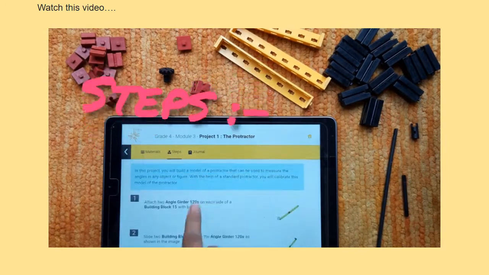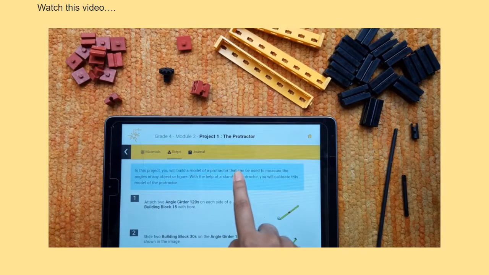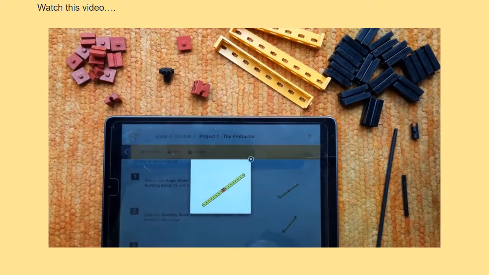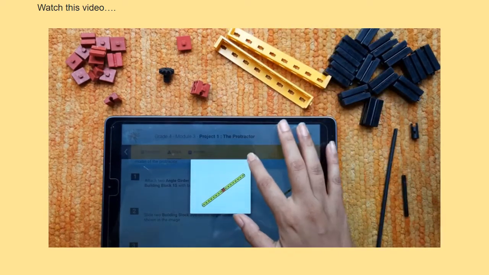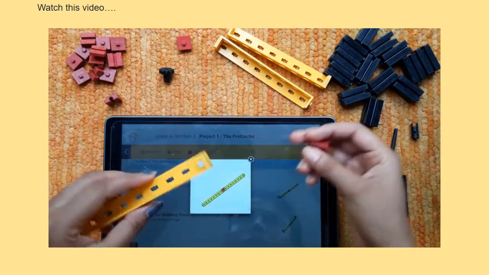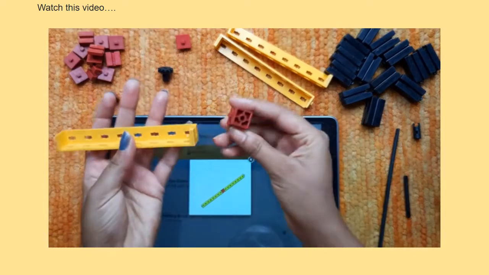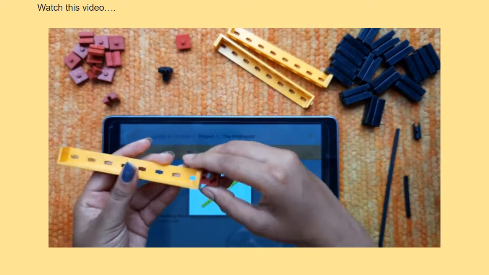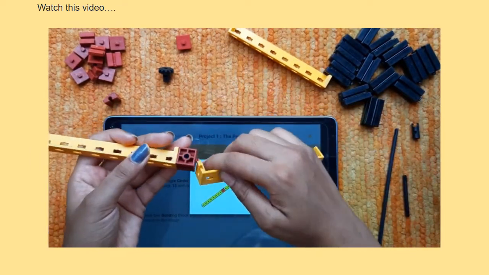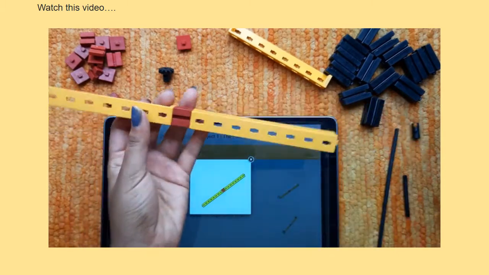Now going to the steps. In this project you will build a model of a protractor that can be used to measure angles. Step number 1 is attach two angle girder 120 on each side of a building block 15 with bore. So here I have taken the angle girder and this building block 15 with bore. I am attaching it as shown in the picture.